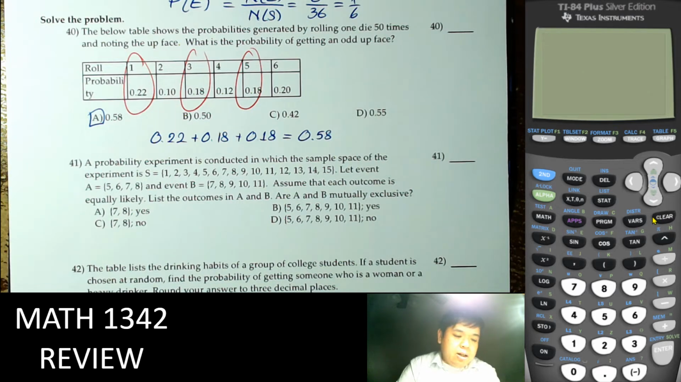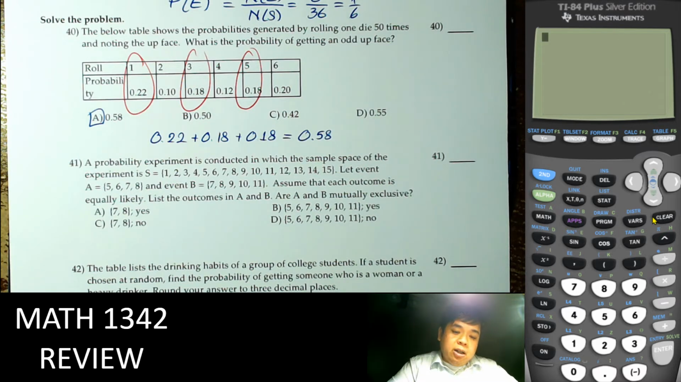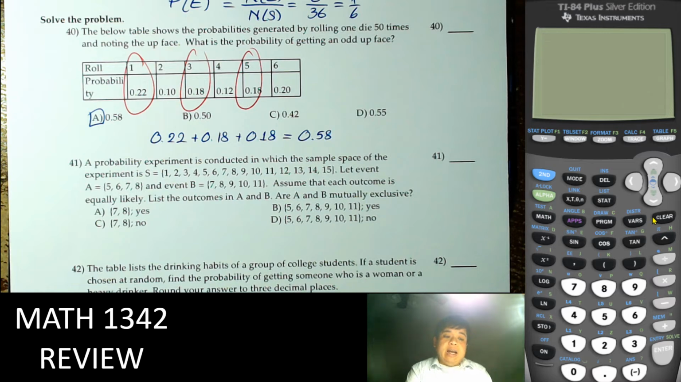Right, next. A probability experiment is conducted in which the sample space of the experiment is from 1 to 15. Let event A be 5, 6, 7, 8, and B be 7, 8, 9, 10, and 11. Assume that each outcome is equally likely. List the outcomes in A and B.